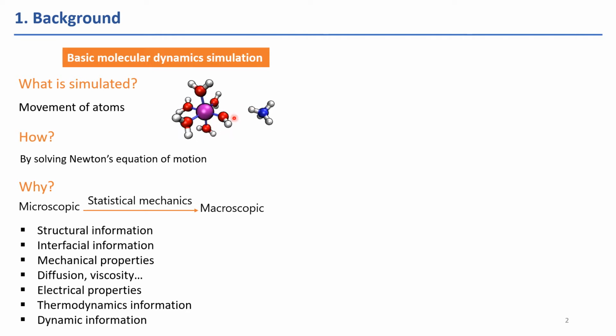First of all, we need to know what is simulated. It can tell you the movements of atoms. That means you can predict the trajectory of all the atoms as a function of time. As for how does it work? Well, it's not that simple, but basically you play with Newton's equation of motion.